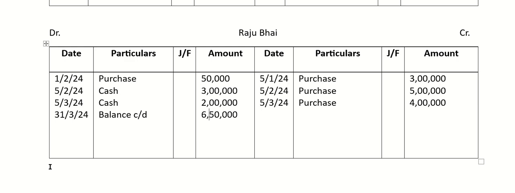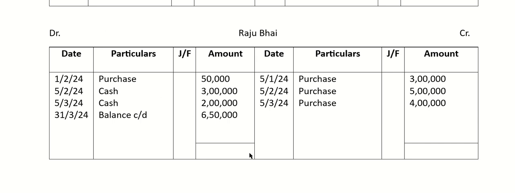Okay, now what do we have to do? We should close this account. How to close this account? I will show you. Now see here, I have gone down 2 lines because I know this account has ended. There is no more entry. So I will take the total of the 2 sides here. Remember, we had just added 6,50,000 by taking the difference. So obviously the total would be equal here. It will come as 12 lakh rupees.